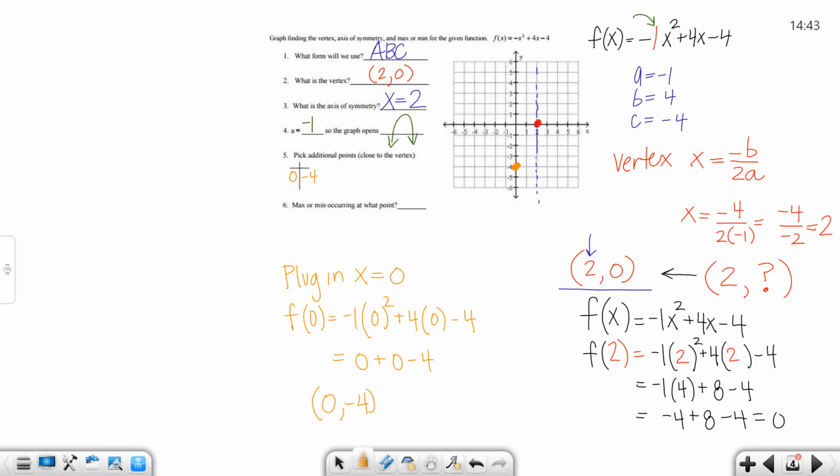Now, how far is that orange point away from the blue dotted line? 2 places, right? So I'm going to go over 2 places, which means on the right side of the graph I have to go over 2 places. After that, I can graph it.